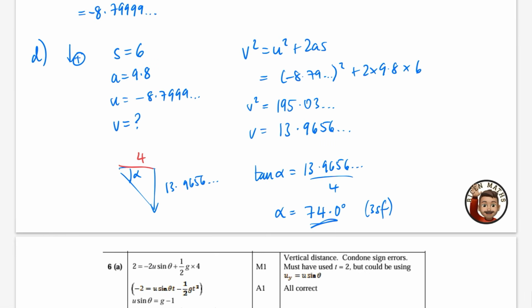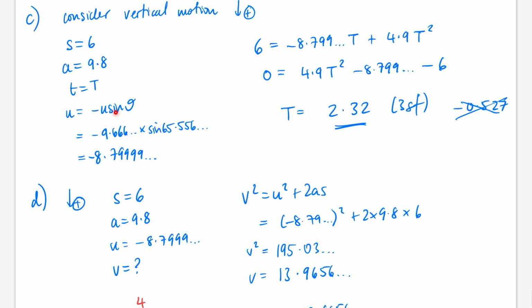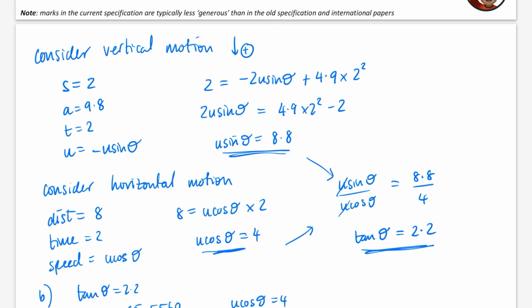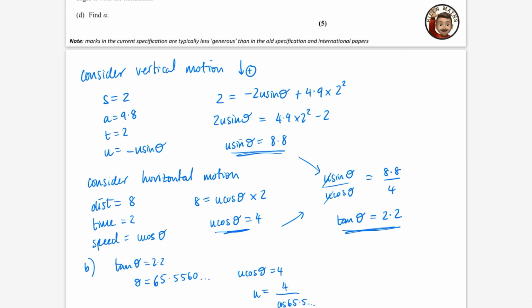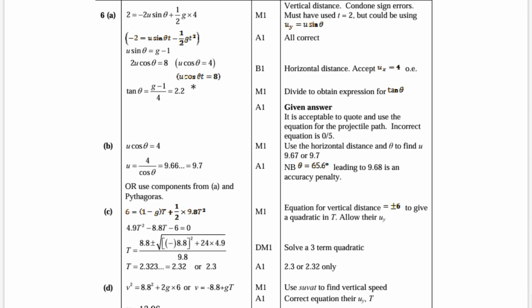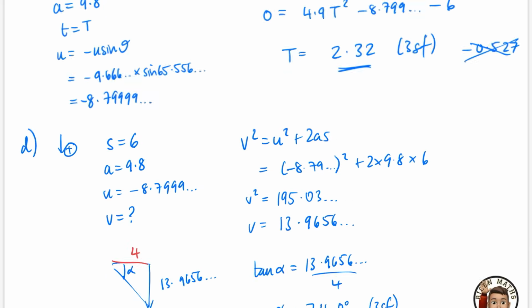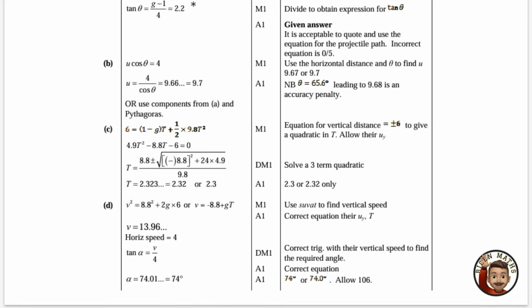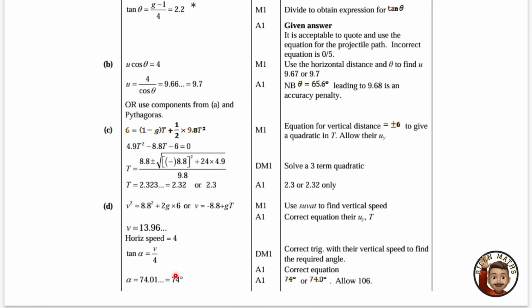I wonder if you noticed that when I was wanting to do this u sine theta, this minus 8.8, I knew it was there. I wonder if you spotted that before I did. But we've still got all the right answers, so I'm not worried about any mistakes made there. u was 9.7; we had the 9.67 rounded to 3 significant figures. We got the 2.32 and the 74 degrees for this as well.